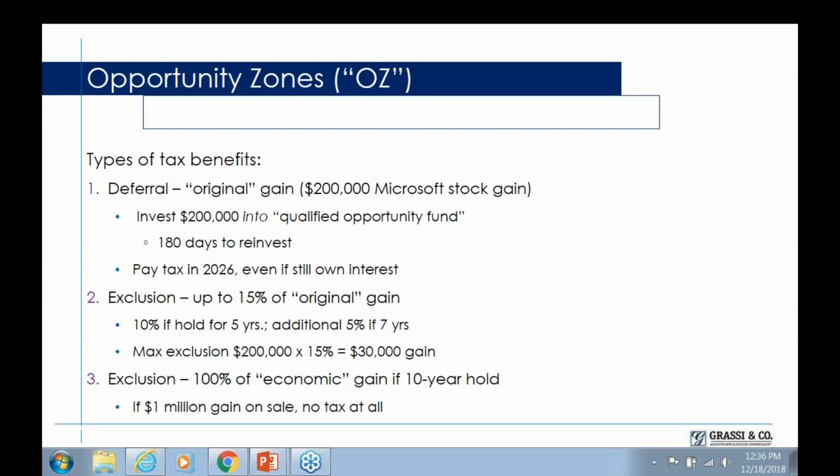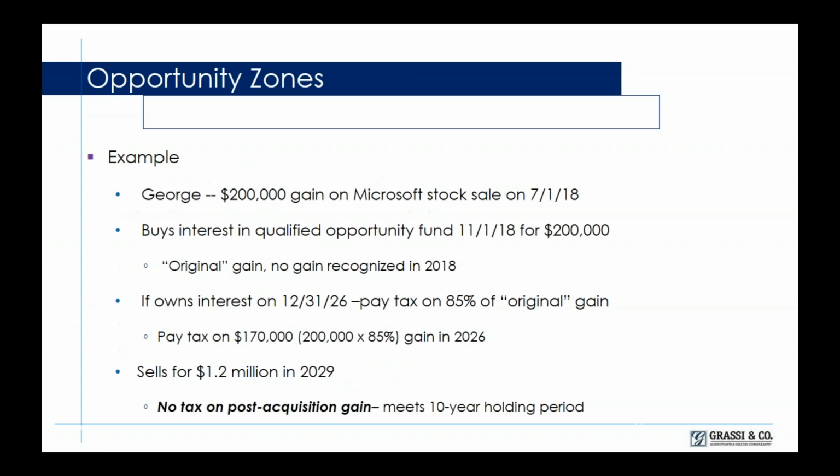After year 7, you pay the tax on December 31st, 2026. You would pay that on 85% of the amount, or $170,000. And then if you subsequently, after 10 years from your original investment, sell that property for $1 million, there'll be no tax on that gain at all. So we have an example on the next page, which hopefully should really lay it all out.